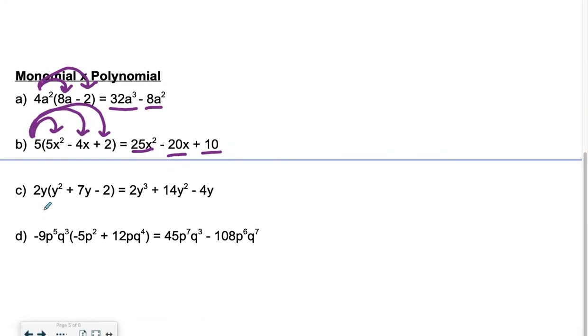Next one, C. 2y to the 3, 14y to the 2, minus 4y, 45, so this is p to the 7, q to the 3. 9 times 12 is negative 108, negative 9. P to the 5 and p is p to the 6. Q to the 3 and q to the 4 is q to the 7.